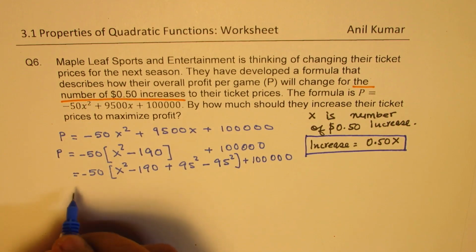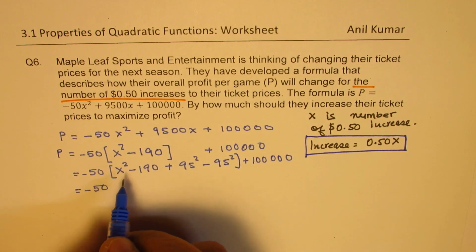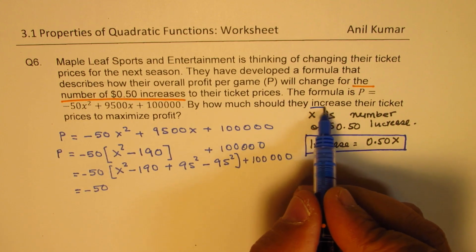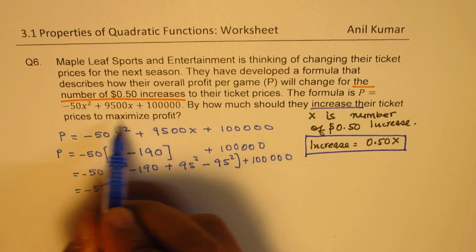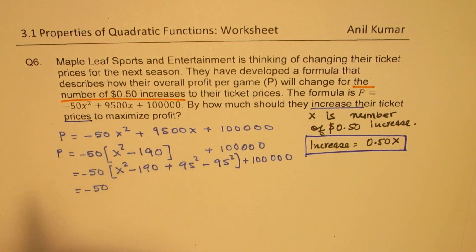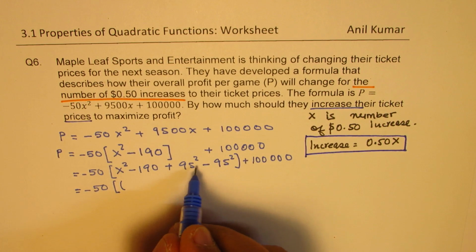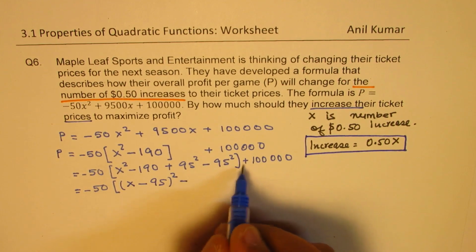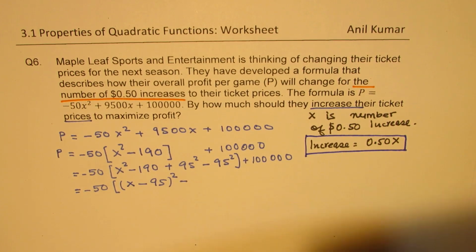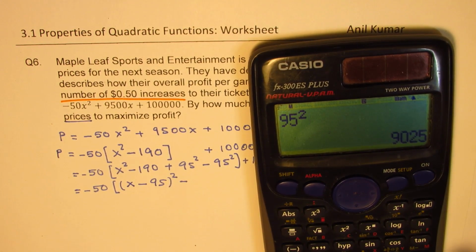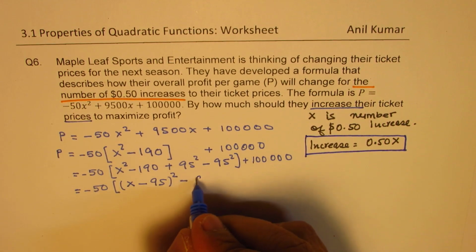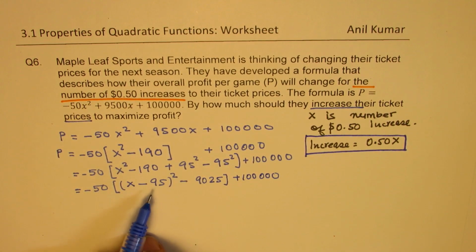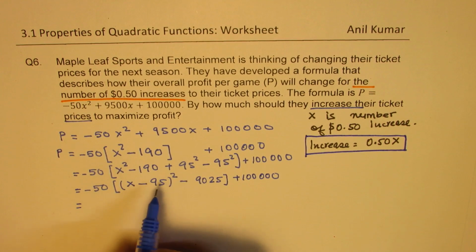We are only interested in completing this part to figure out what should be the increase in price. By how much should they increase their price to maximize profit? This is what we want. So to complete the square, we get X minus 95 whole square minus all this, which we can use the calculator to get. 95 squared equals 9025. Plus 100,000. You already have your answer here. That is the vertex form answer.